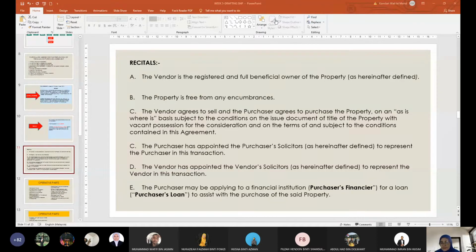Okay, so sambung balik. Tarik nafas kejap, minum air sekejap. Untuk the second slide, tadi kita dah finish with the conveyancing techniques. Now we are going to look at the second slide on drafting the sale and purchase agreement.